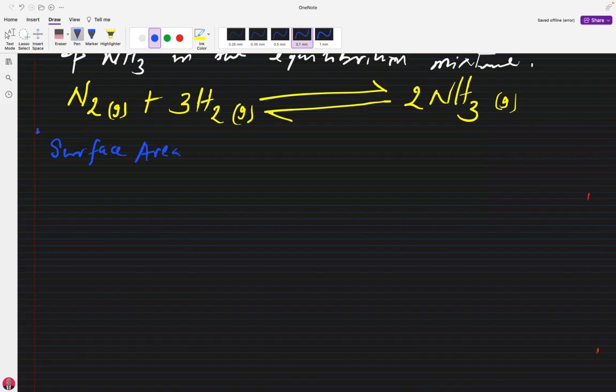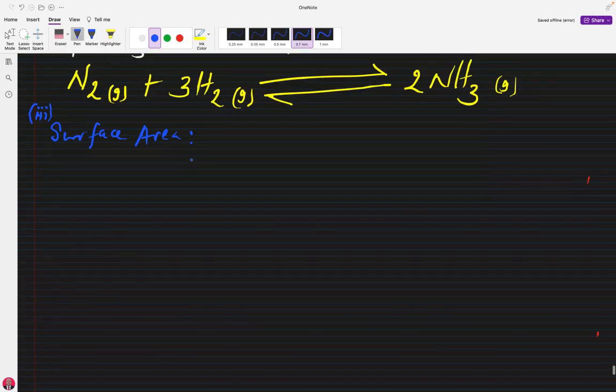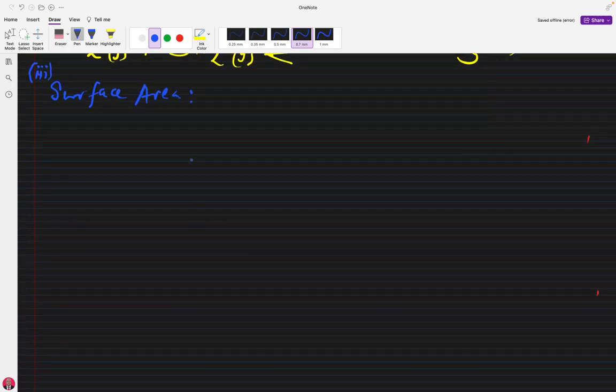That is number 3. How does surface area affect the rate of reaction? It should be noted that increasing the surface area of a solid reactant will also increase the rate of reaction, and vice versa.